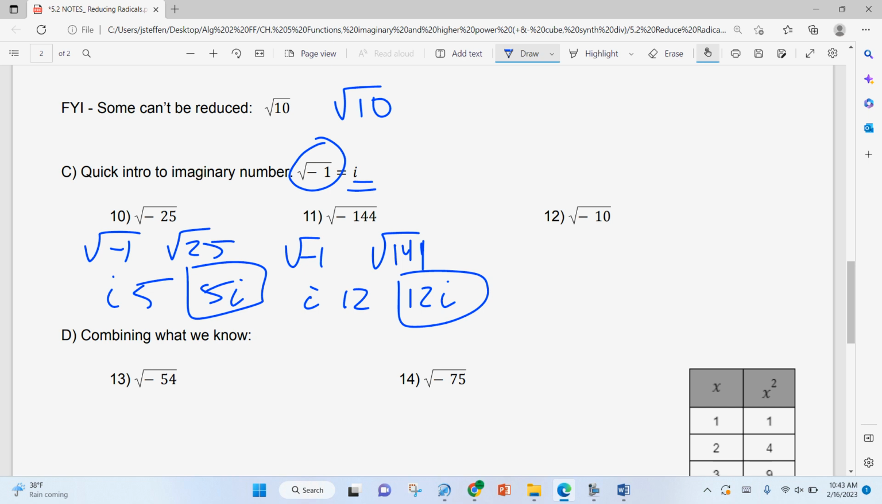To go back to Ryan's question, if it doesn't reduce, you just put the square root of 10. This one, the square root of 10 doesn't reduce. It's negative 1 times the square root of 10. The square root of 10 doesn't reduce at all, so it's just i square root of 10.